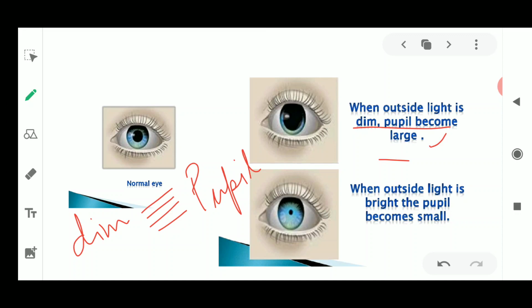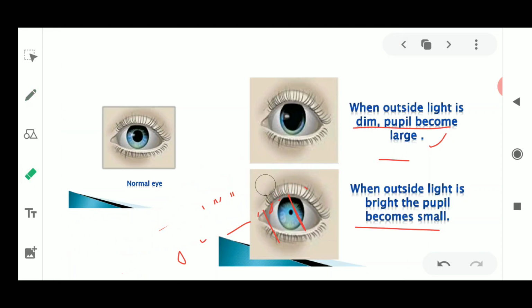Now what happens when the light is present in a large amount, when you are in the bright light? The pupil allows only some light to enter your eye, so the pupil becomes smaller. The hole becomes smaller, because you already have much more light in the surroundings and you don't require much light to enter inside. That is why the light is adjusted by the widening and shortening of this pupil, which is present at the center of your eyes.